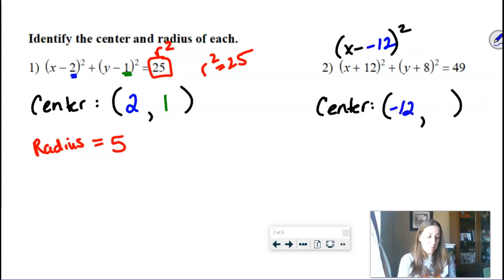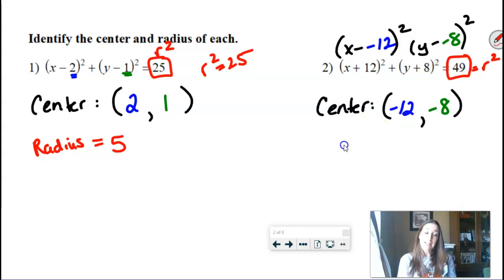This comes back to the opposite idea that some of you had earlier in the unit, where you were thinking, oh, anything with the x was opposite. I understand what you're going with, but we know the real reason is that there's a built-in negative. Similarly here, this k value is negative 8. If you want to rewrite that for your notes, you would see y minus negative 8, squared. Then our radius, remember this is radius squared, so the radius length is the square root of that, which would be 7.